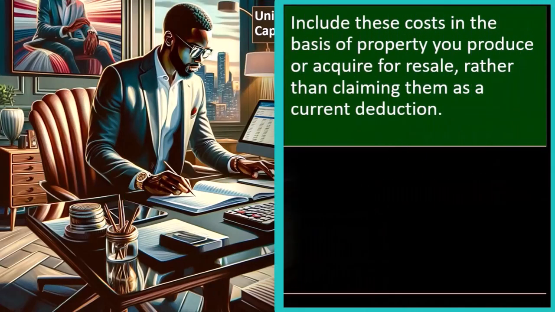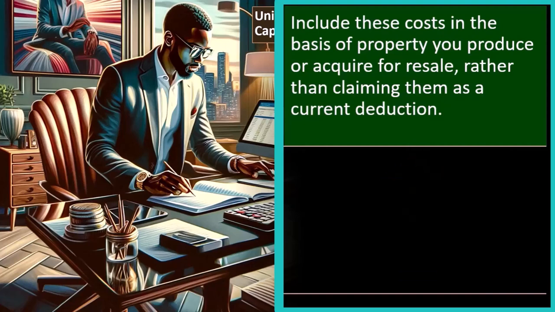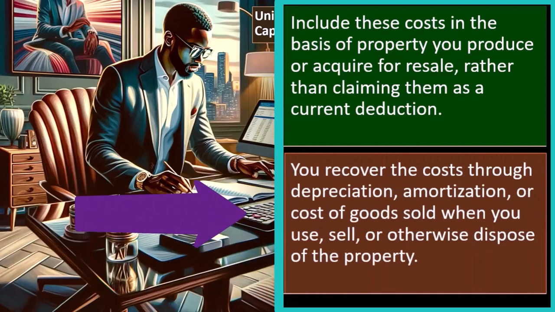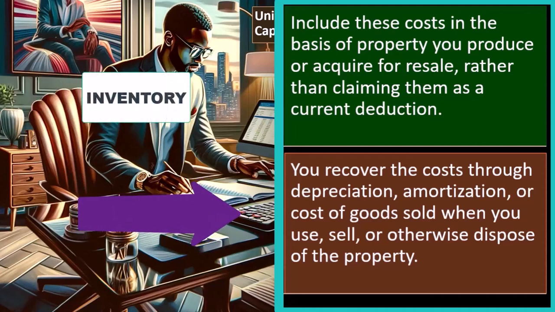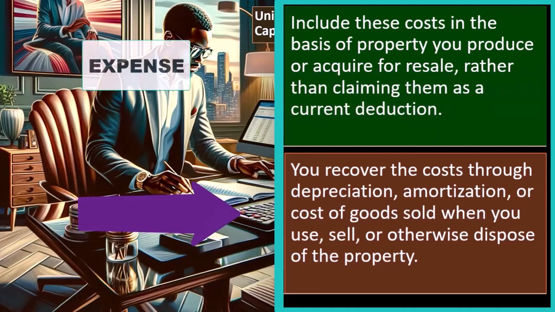So include these costs in the basis of property you produce or acquire for resale rather than claiming them as a current deduction. So rather than expensing them, we have to put them on the books in essence as an asset and then expense them in the future in the form of depreciation for fixed assets or in the form of cost of goods sold for the inventory. You recover the costs through depreciation, amortization, or cost of goods sold when you use, sell, or otherwise dispose of the property. So if it's inventory, we buy it, we typically put it on the books as an asset, inventory, then we get the expense when we sell it in the form of cost of goods sold.